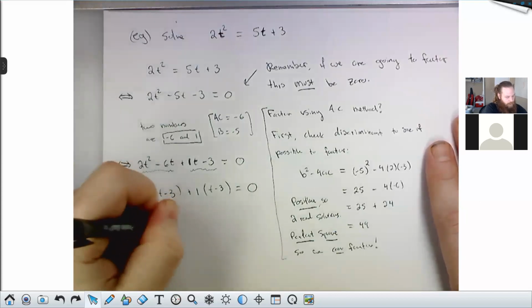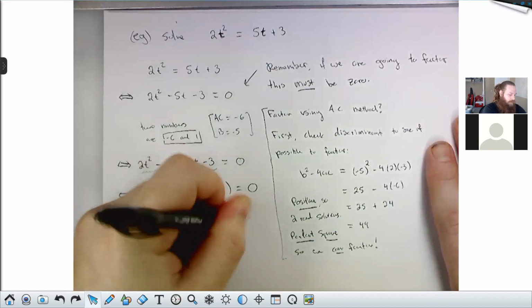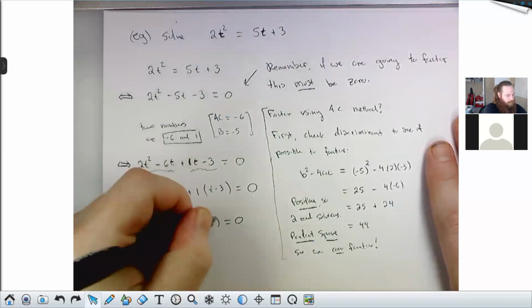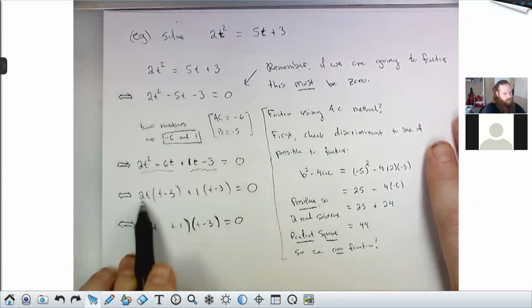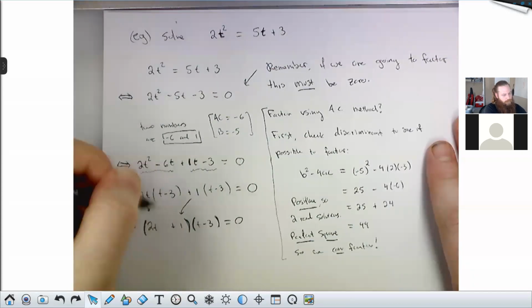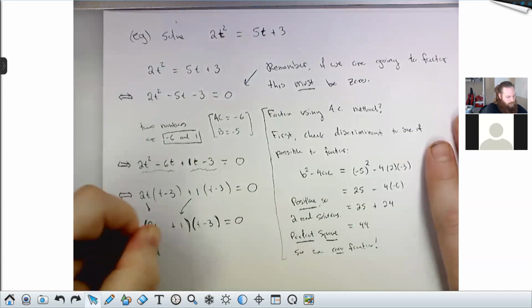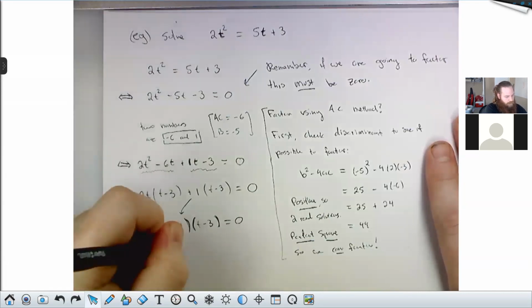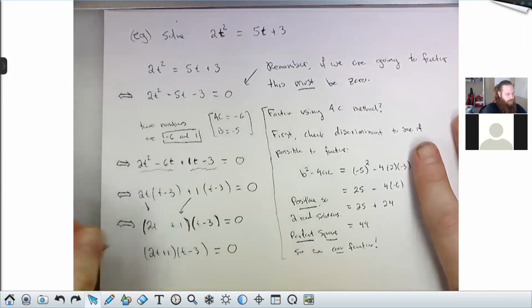So I can factor out t minus 3, and that will leave me with 2t plus 1. Right? 2t plus 1, and then t minus 3. I write it spaced out like this so you can kind of see where everything is coming from, but you don't need to write it like that if you don't want to. This is 2t plus 1 times t minus 3 equals 0. So now we set each term equal to 0 on its own.